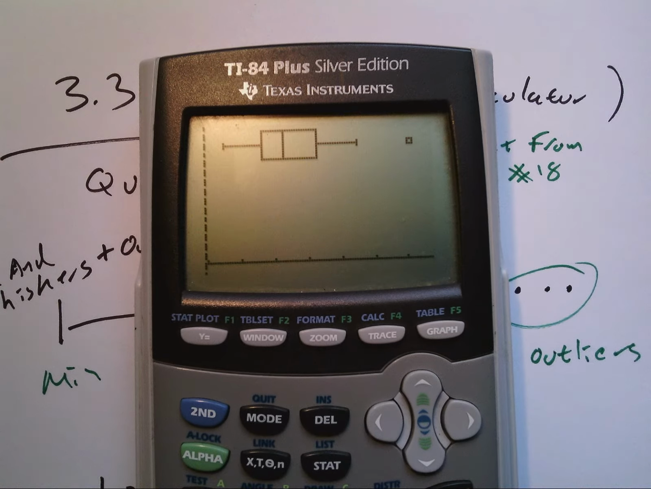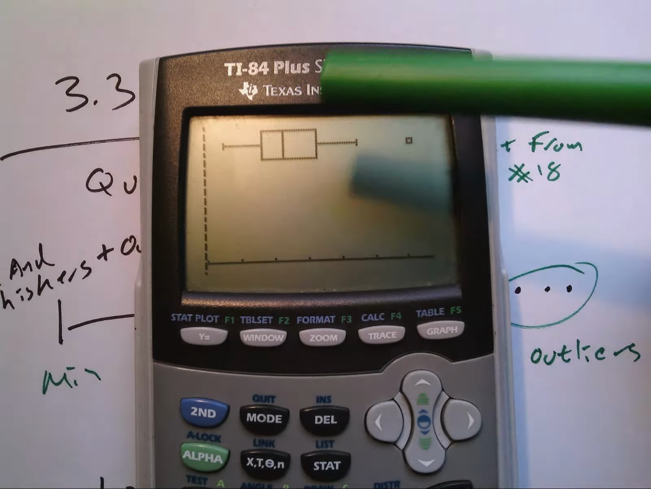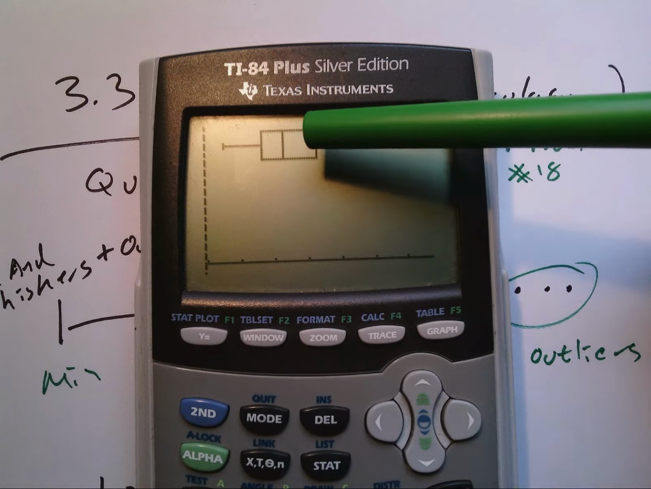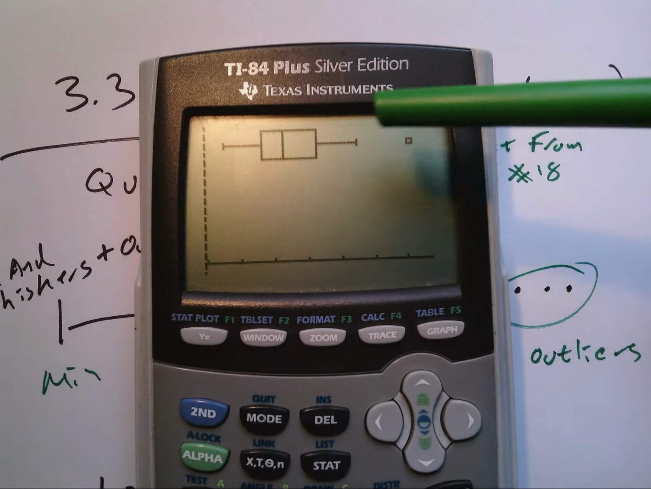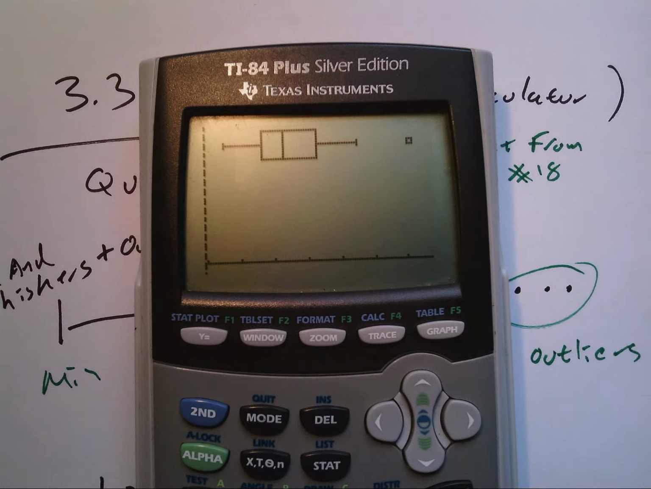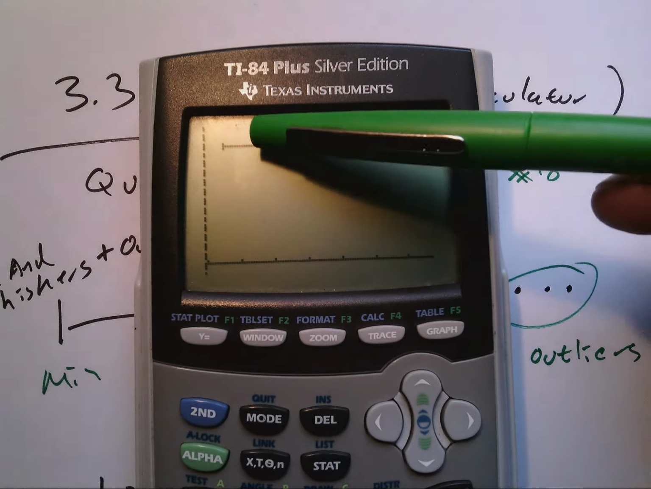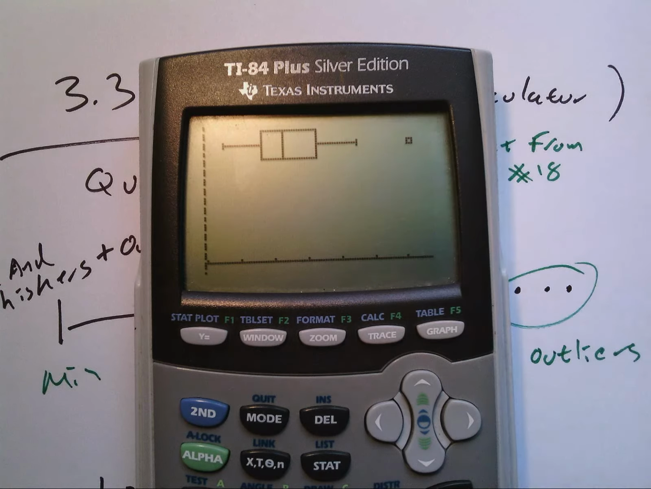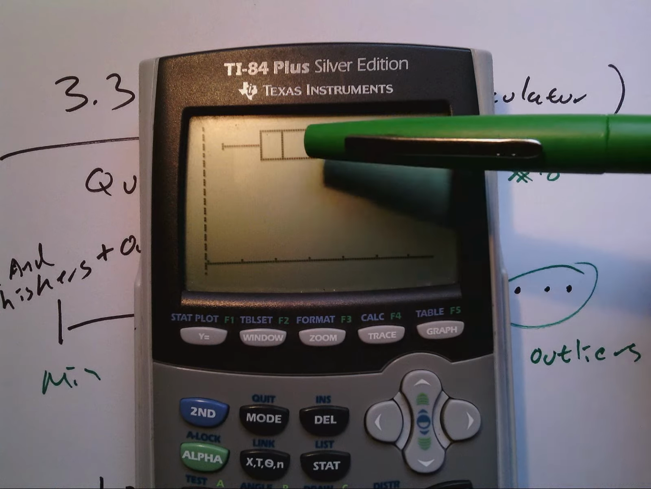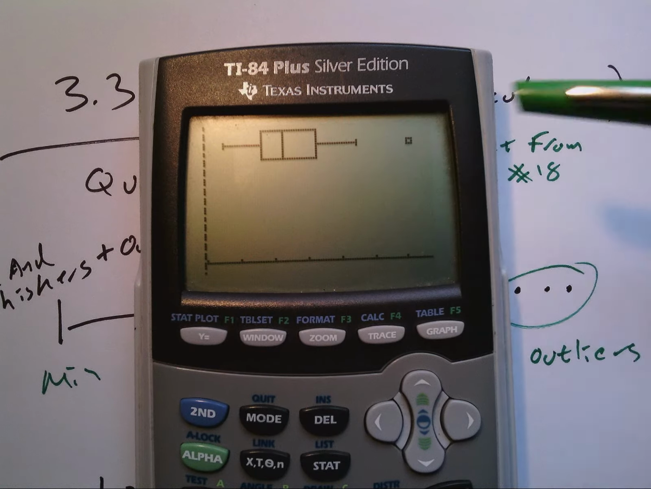Now, we have pretty much the same picture I had written in the slide. We have our minimum value, our Q1, our median, our Q3, our maximum, and then this guy out here is referred to as an outlier. If you take the interquartile range and you subtract it from Q1, you get the minimum value that's allowed. When you take the interquartile range, multiply it by 1.5 and add it to Q3, anything beyond that would be an outlier that's greater than the set.